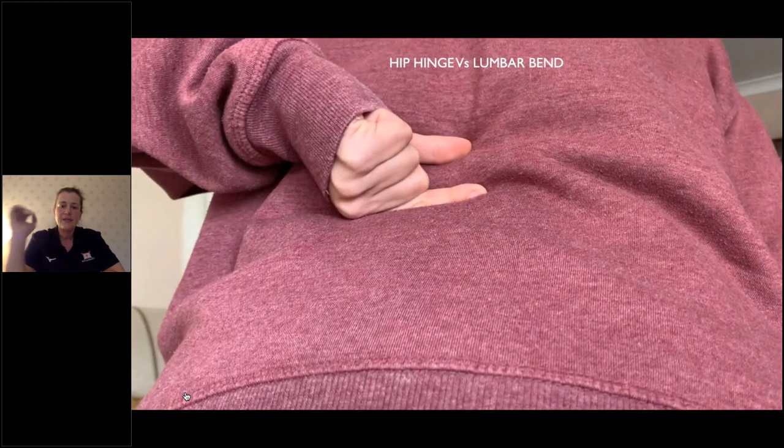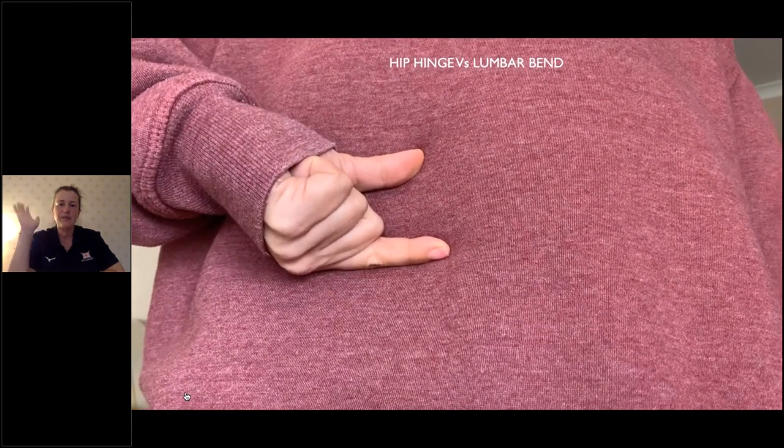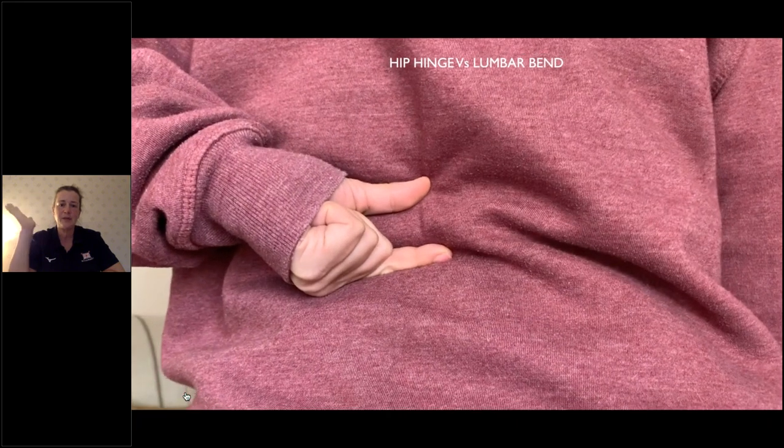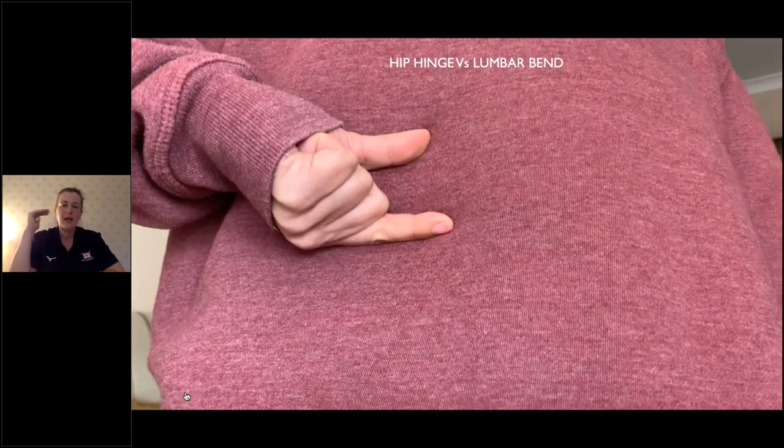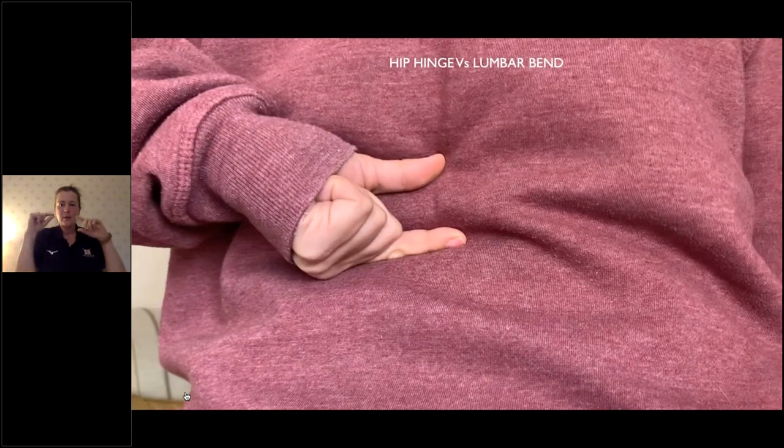So that's a really simple way for people to understand the difference between bending from their hips and hinging from their hips and bending from their lower back. They'll be able to feel their fingers moving apart if they're bending from their lower back rather than their hips. And equally, if you can get somebody to video you, you can see what's happening with this.